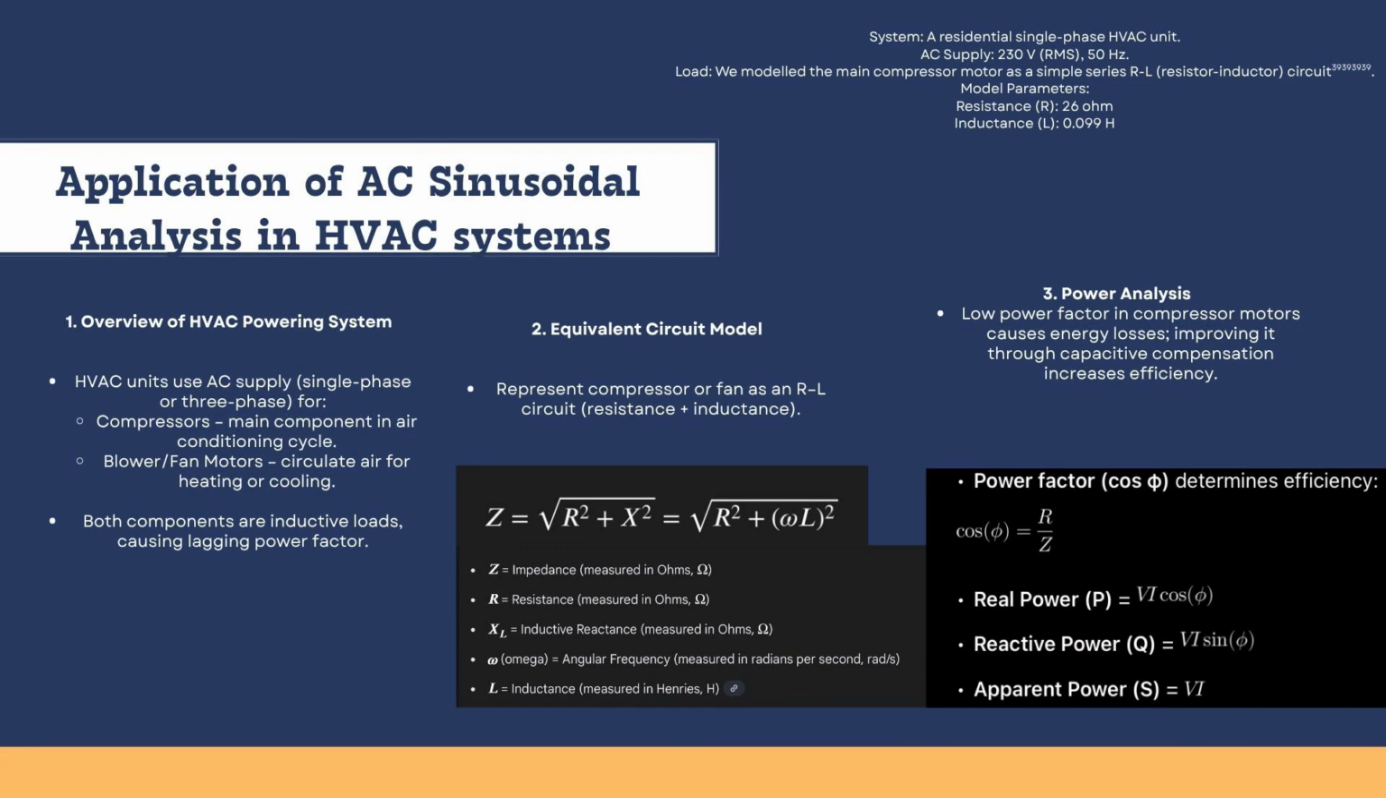Now, let's apply all the theory we have discussed to something more practical, the HVAC system itself. In general, HVAC units are powered by AC, alternating current. Smaller systems such as the one we have at home usually use single phase AC, while larger commercial systems use 3-phase AC. Inside every air conditioning unit, there are 2 main electrical components.